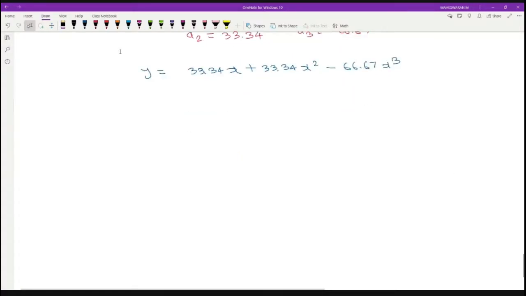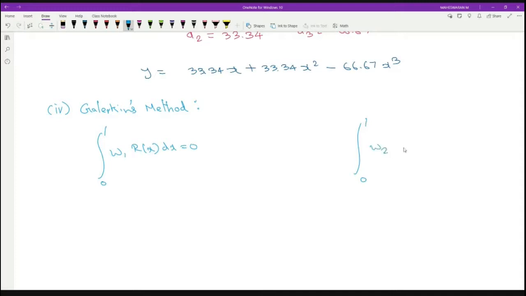Okay, let me go for the last and final method, which is Galerkin's method. So what you do here, integral 0 to 1, w1 r of x is equal to 0, same thing. And here also integral 0 to 1, w2 r of x dx is equal to 0. But what is your w1? W1 is dou y by dou a2, and here w2 is dou y by dou a3. Okay, this is my difference.